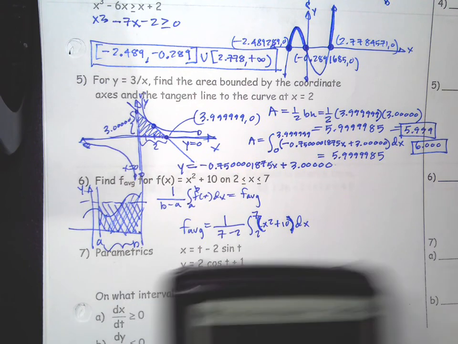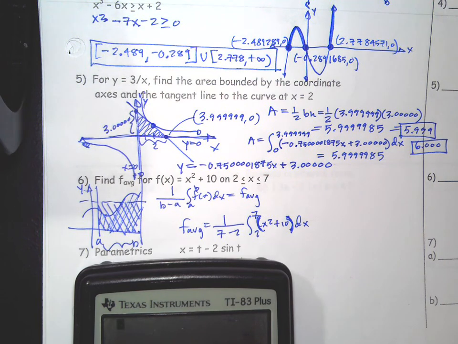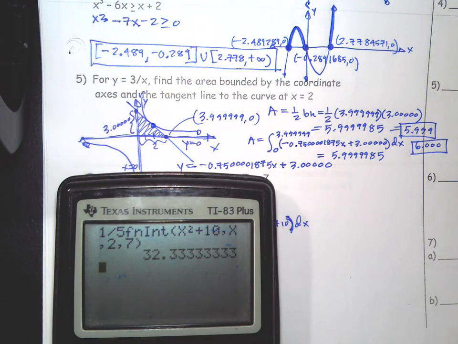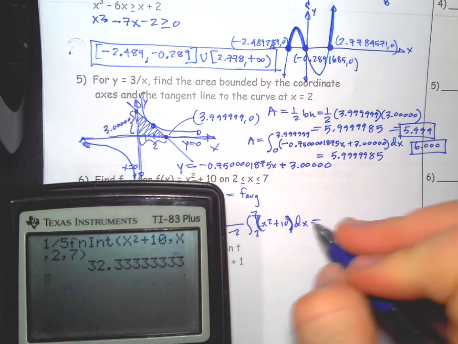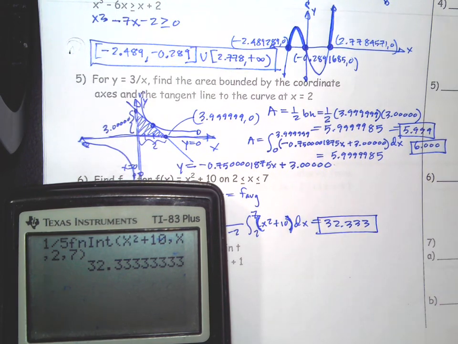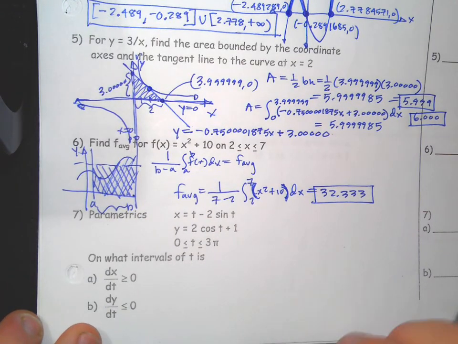Now, we don't need to graph this. So probably you could, but it'd probably be easier to just do it on your graphing calculator. So you can say 1 divided by 5, math, 9, x squared plus 10, comma, x, comma, 2, comma, 7, depending on your calculator. Enter. And we get 32.333.